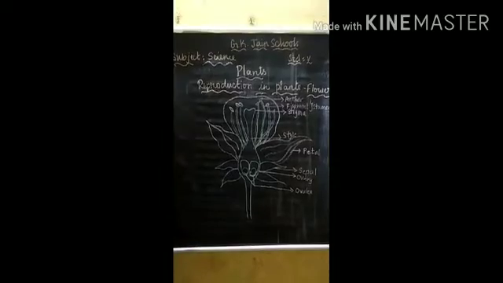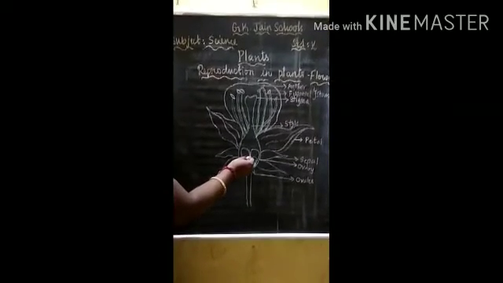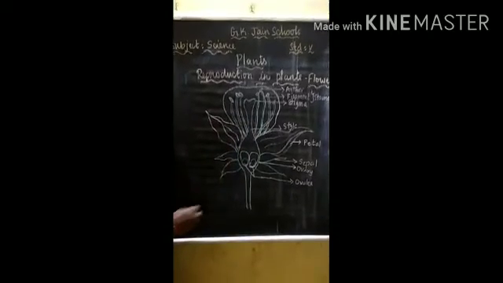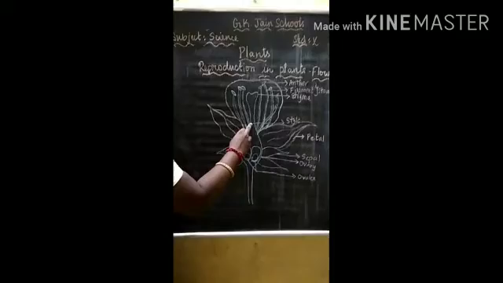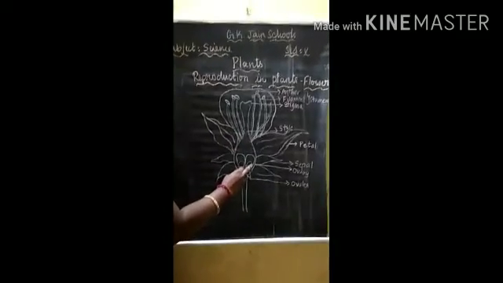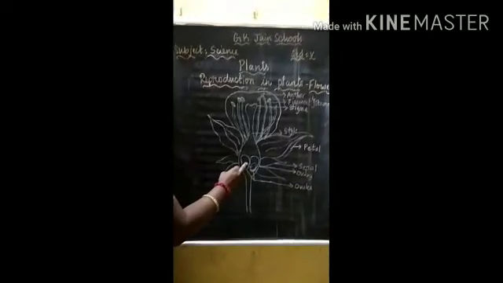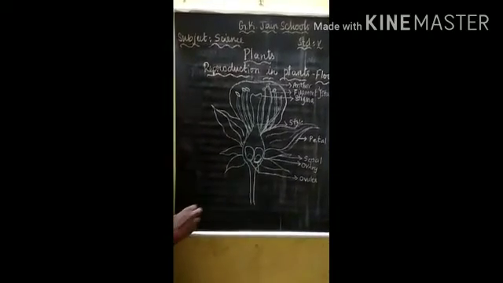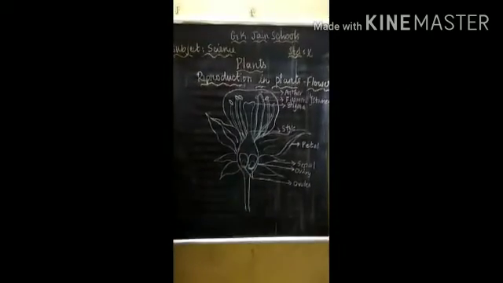Next we are going to see about the gynoecium. This is the female part of the flower. Can you see here? We can see the stigma, style. After that we can see the ovules here. These are the ovules and the ovary. The outer part of the ovules is the ovary.